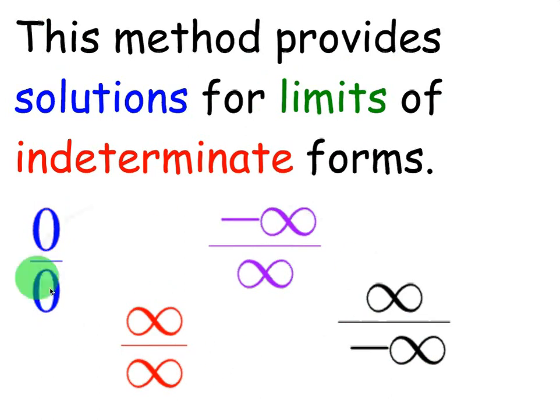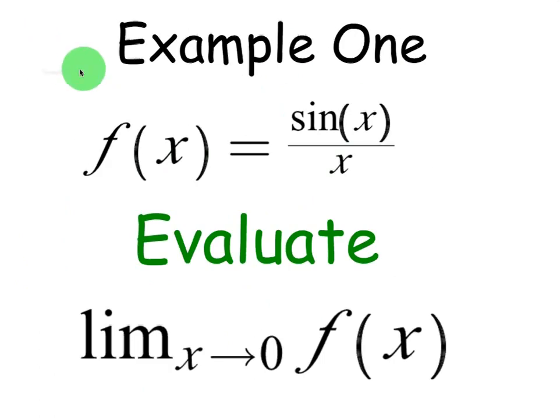Any of these forms, when we plug a limit value in, means we need to use L'Hopital's rule, or at least try. There are other ways of evaluating limits, but this is your best bet when you get these indeterminate forms. If you plug a number into a function and you get one of these four scenarios, you need to use L'Hopital's rule. So let's go ahead and take a look at the first example. We have f of x equals sine of x over x, and we want to evaluate the limit as x approaches 0 of f of x.